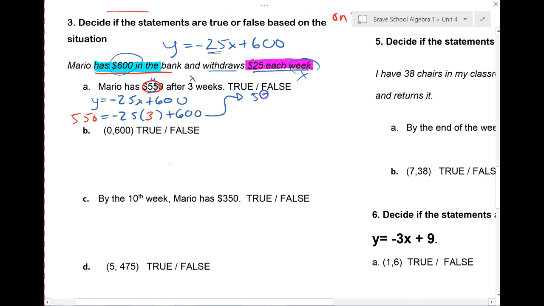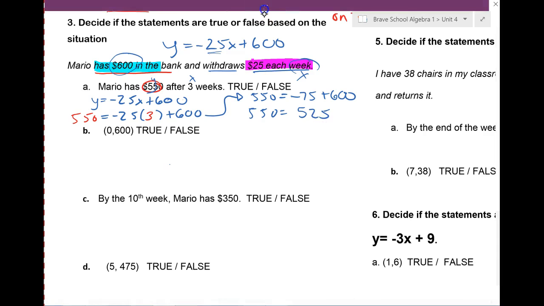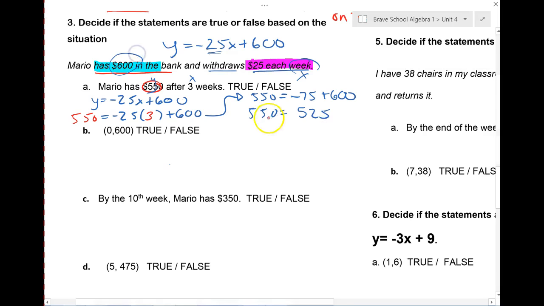Okay, so let's just rewrite everything. Negative 25 times 3 is negative 75 plus 600. Okay. And then negative 75 plus 600, well, that's going to be 525. And that is not equal. That's not a true statement. So this is not true. He will not have 550 after 3 weeks. He will actually have a different amount. He'll have 525. Okay, so this is false.